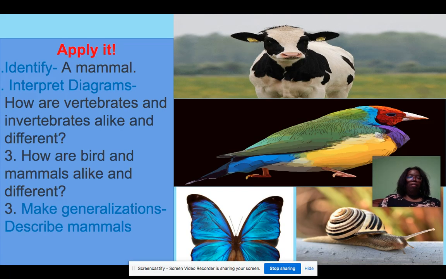Can you identify a mammal? Right. The cow is a mammal in this picture, but you may have said something different. Mammals are vertebrates, so can you tell me the difference between vertebrates and invertebrates? Right, vertebrates have backbones and invertebrates do not. How are birds and mammals alike? Right, both birds and mammals are endothermic, meaning we control our body heat, and when it gets cold outside, we can continue moving, we stay active.